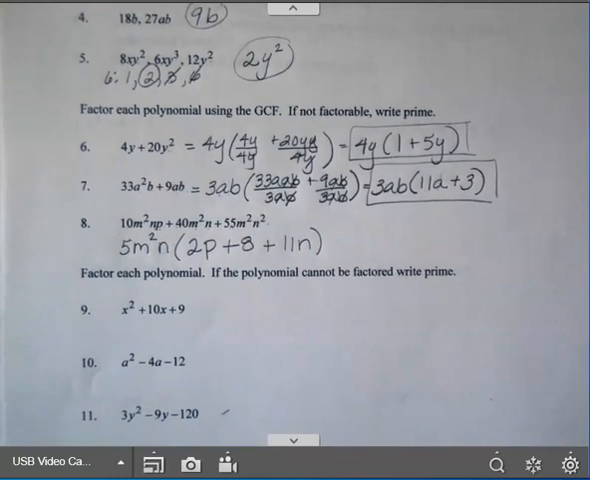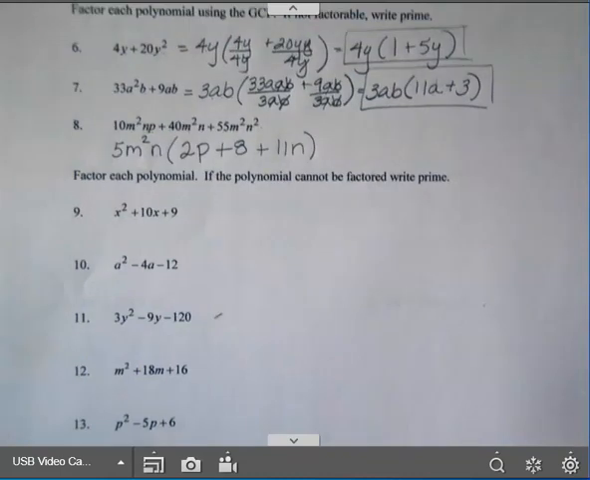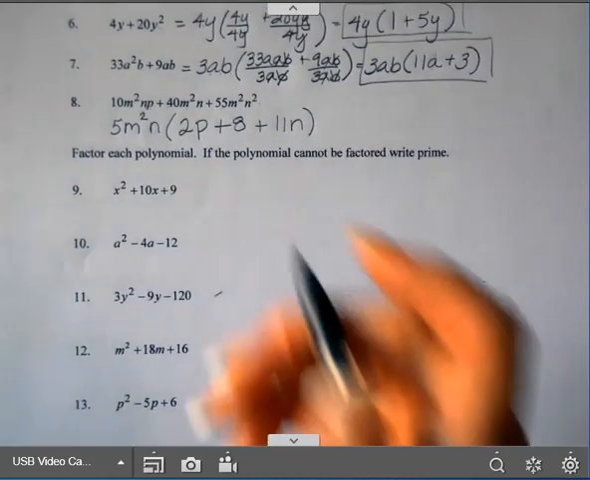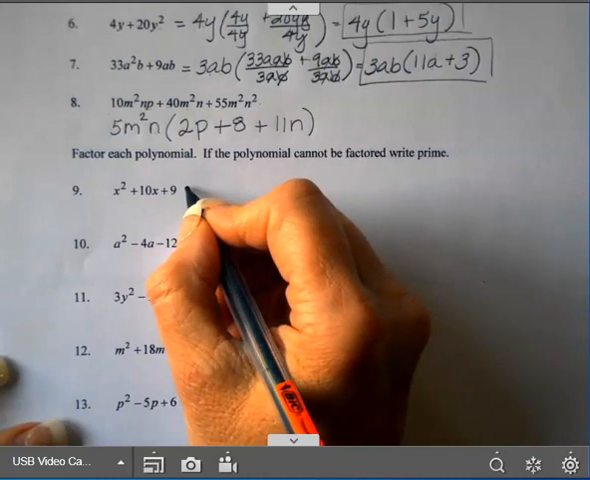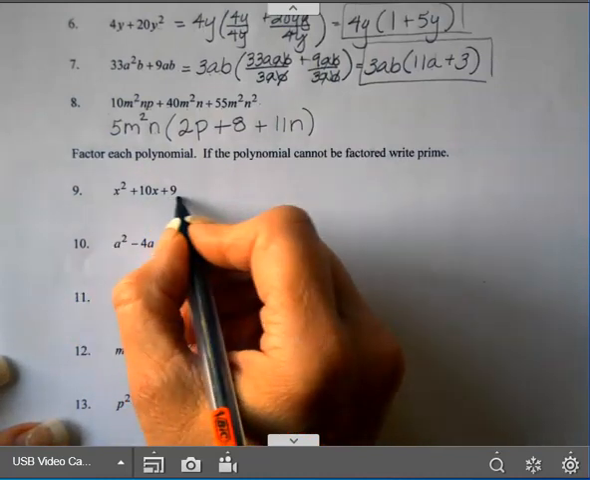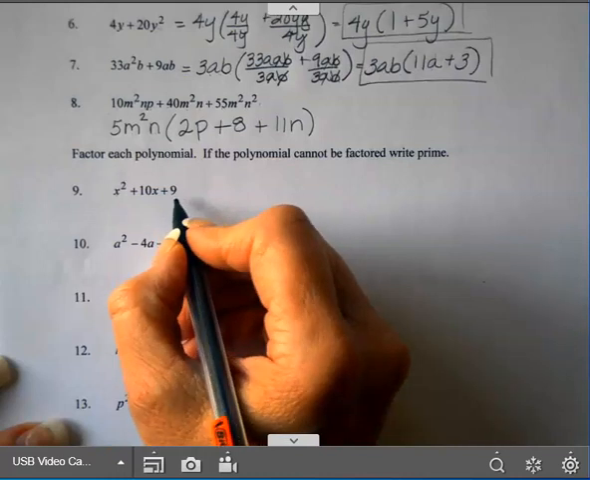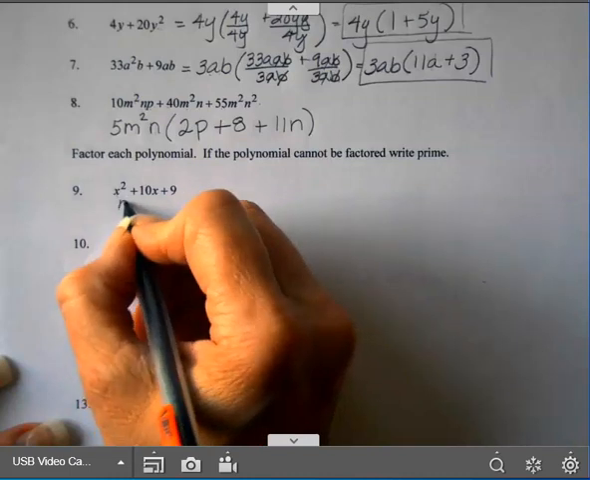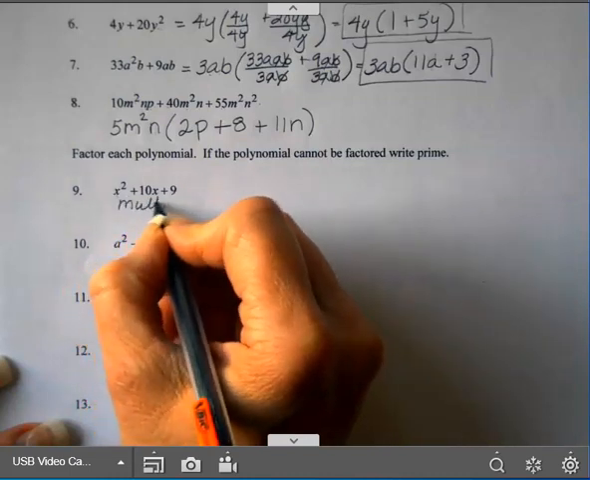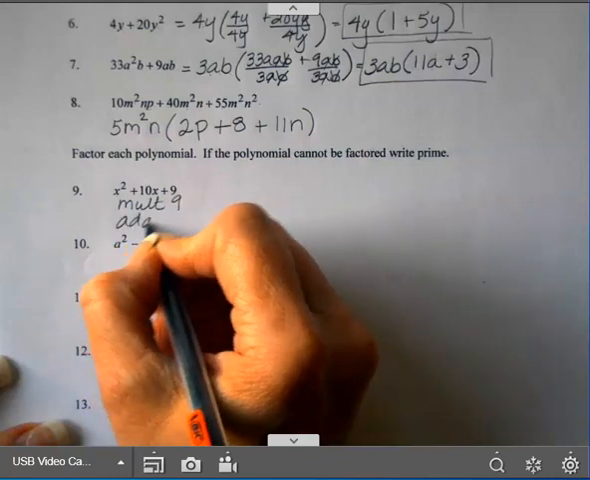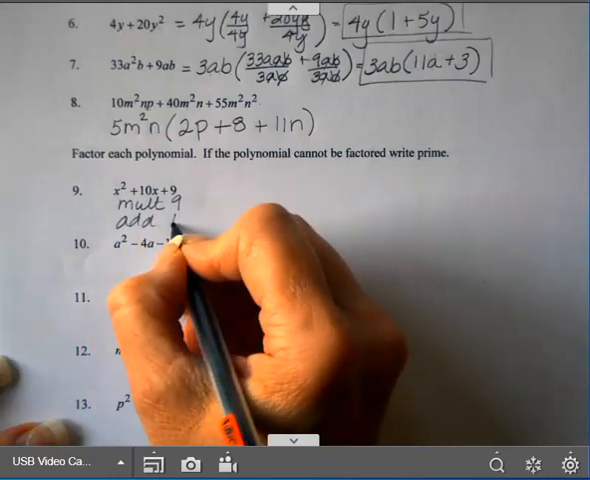Let's move on to factoring trinomials now. Okay, for the first one, I have a leading coefficient of 1. They have no greatest common factor. It needs to multiply to 9, the constant, has a product of 9, and it's going to have a sum, or add to the middle term, which is 10.